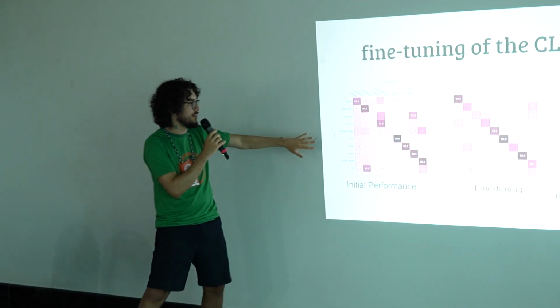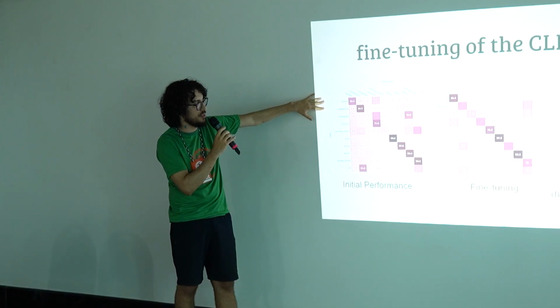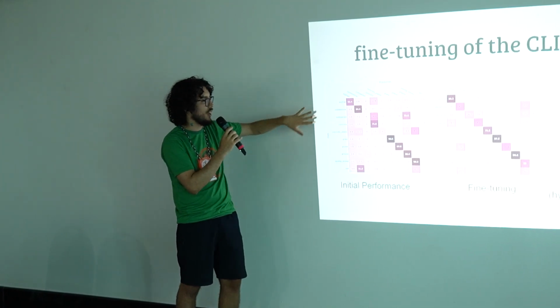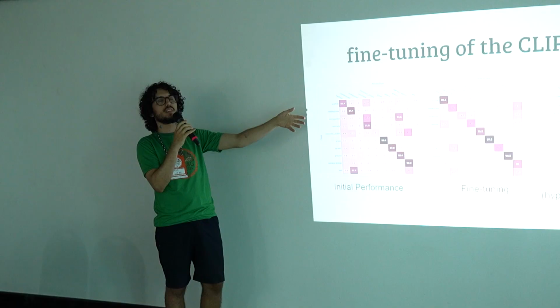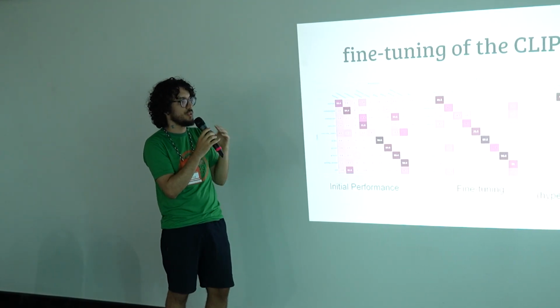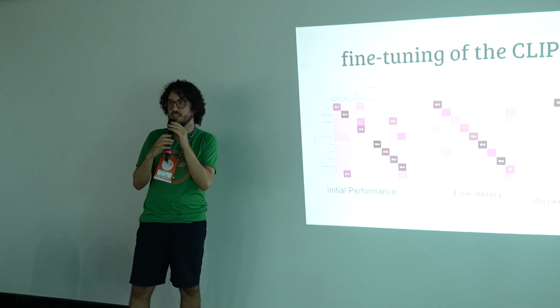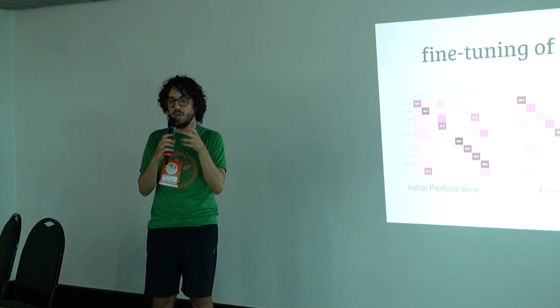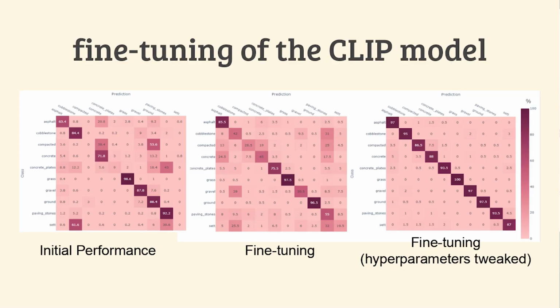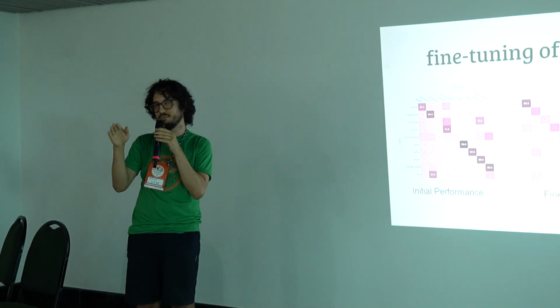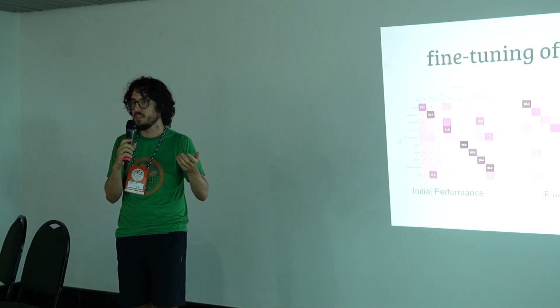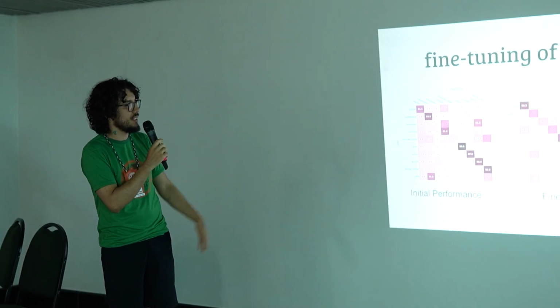So when we tried to do the classification using the initial CLIP model, we got this very limited result. Then we did the fine-tuning using the data set, and afterwards we tweaked the hyperparameters. We slowed down the training rate, which reduces the size of the gradient vectors, so as not to end up in local minima.